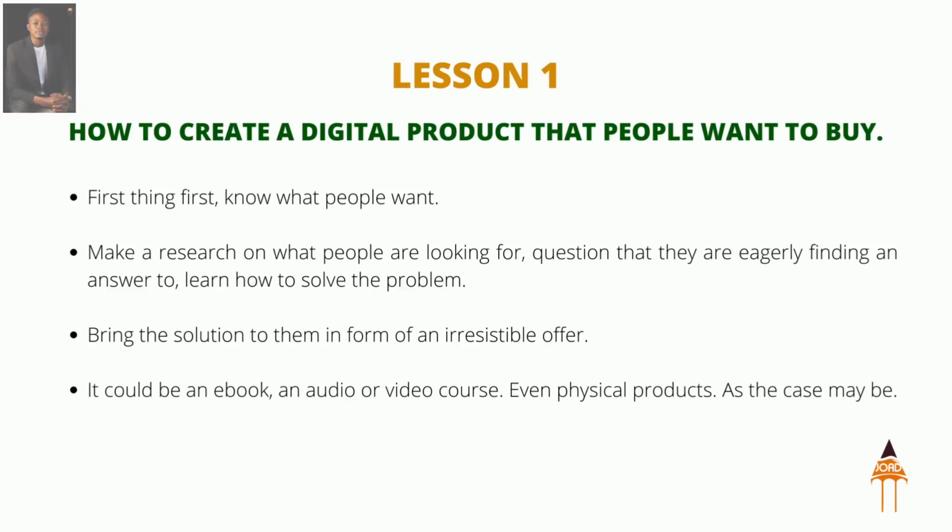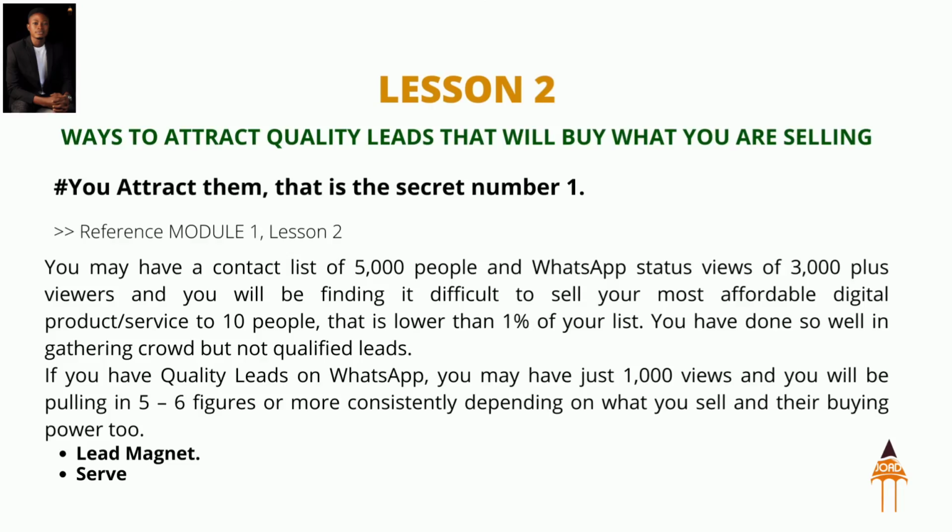So now to module two, I said lesson one, how to create a digital product that people want to buy. First, you need to know what they want, make your research, all right, then bring the solution to them in the form of an irresistible offer. So it could be an ebook, an audio course, a video course. Your physical product is also there, which you could package. Just depends on what you've researched about.